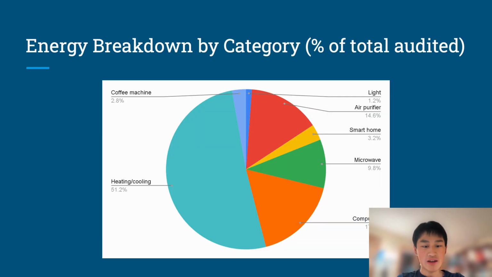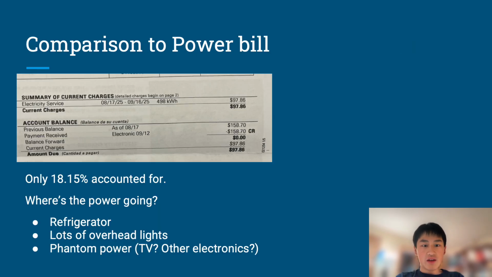Here's that breakdown again. The big chunk, the turquoise bluish, is heating and cooling, and the orange chunk is the computers, and that took up a lot of what I audited. In comparison to our power bill, this is the 498 kilowatt hour power bill from a month ago. I only accounted for 18.15% of that through my audit.